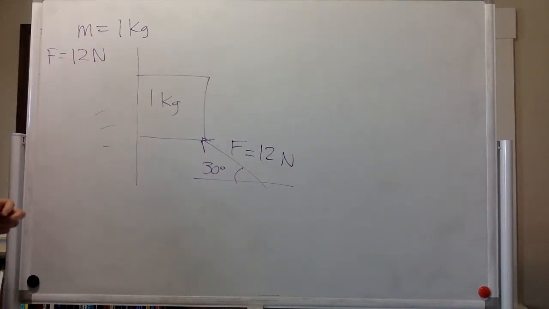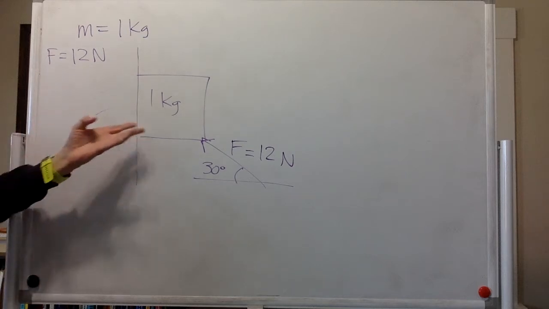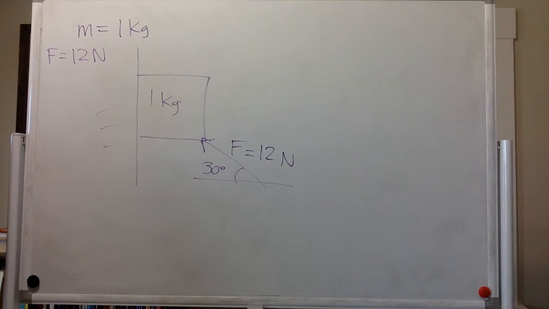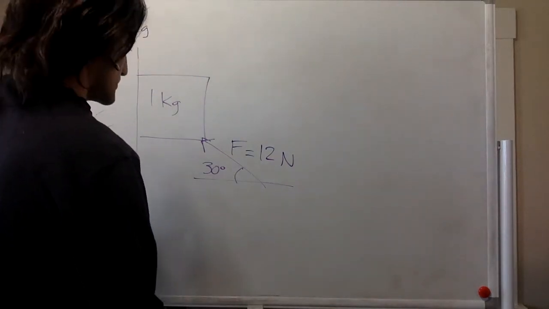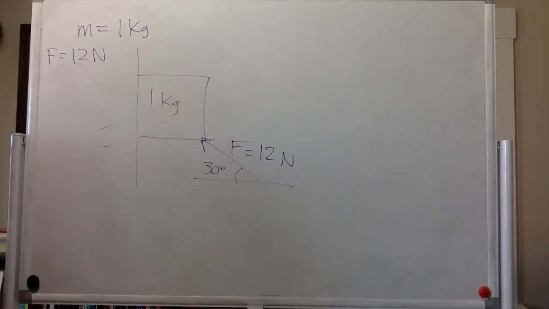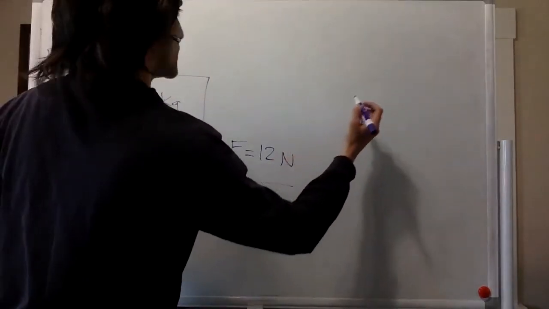And the question is whether this block, which is initially at rest, will move upward, downward, or stay at rest. So we go from pictorial representation to free body diagram.